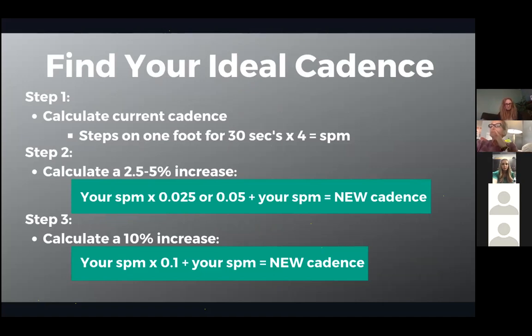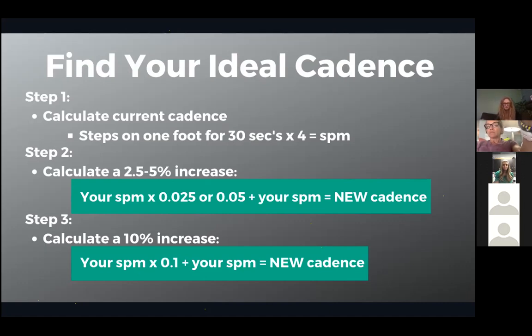And then what you're going to do is calculate a 2.5 to 5% increase. So you can go somewhere in between there. You're going to multiply your steps per minute that you found in step 1 by 0.025 or 0.05. And then you're going to add in your steps per minute again. And that's going to give you your new cadence, or the cadence you're going to experiment with.